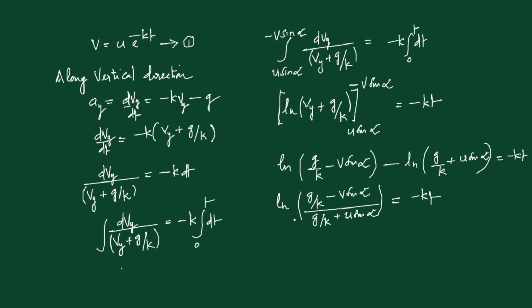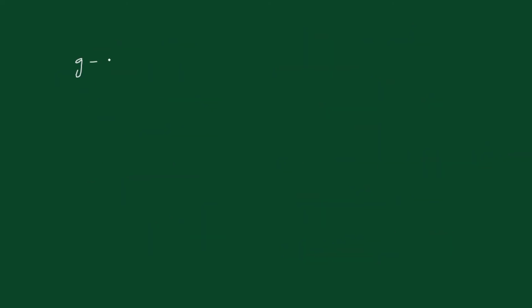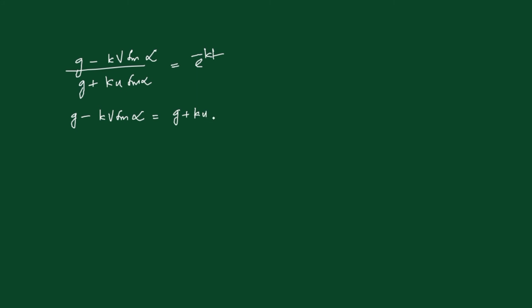Now look here. We can rewrite this as (g minus kv sin alpha) by k divided by (g plus ku sin alpha) divided by k. K cancelled. Therefore, natural log of (g minus kv sin alpha) divided by (g plus ku sin alpha) is equal to minus kt. Or (g minus kv sin alpha) divided by (g plus ku sin alpha) is equal to e raised to minus kt. Now we can rewrite this equation as g minus kv sin alpha equal to (g plus ku sin alpha) into e raised to minus kt.